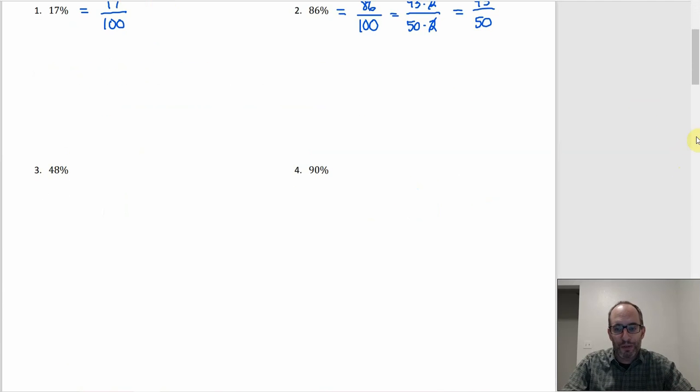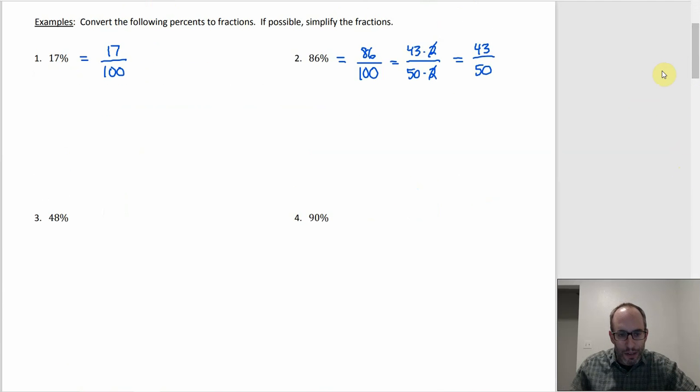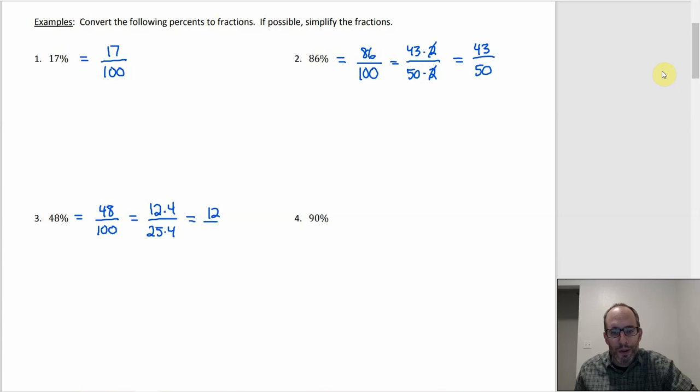Number 3 is 48%, so same starting point. We can write that as 48 over 100. We can go a little bigger than 2 as far as the common factor here. I mean, 2 will work, but so will 4, and that way we're going to do fewer steps. So 48 is 12 times 4, and then 100 is 25 times 4. So then we can write this as 12 over 25. And those 4's we can cancel out.